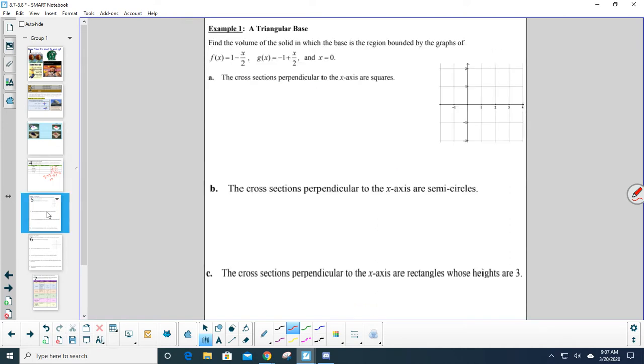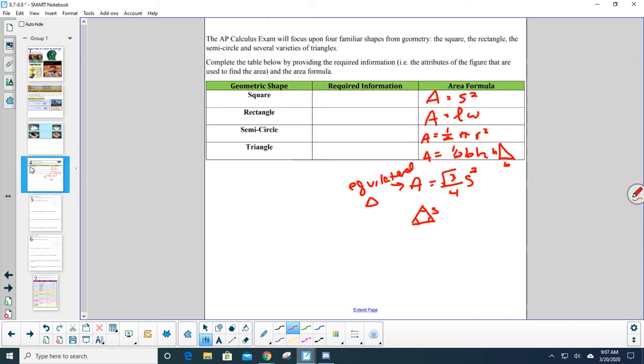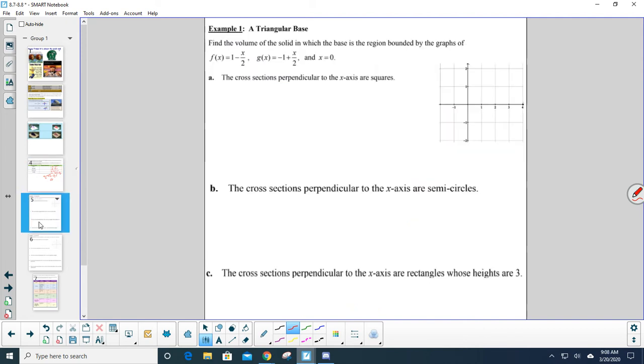The first problem we're going to do is a volume of a solid in which the region is bound by these. Can you jump back real quick? Yeah, I need equilateral. Okay. Thank you. You're welcome.